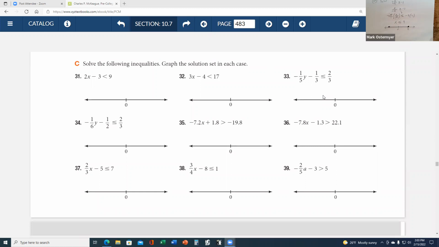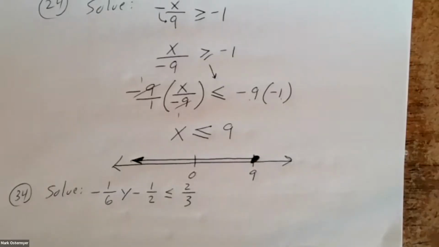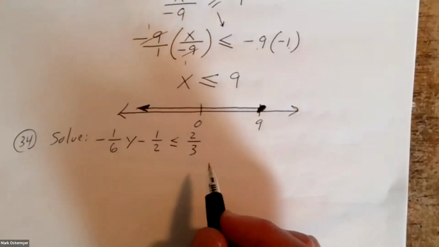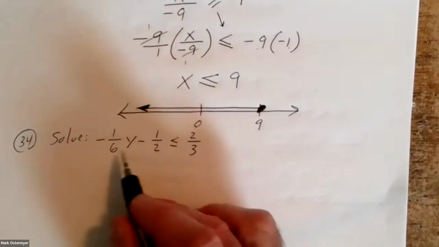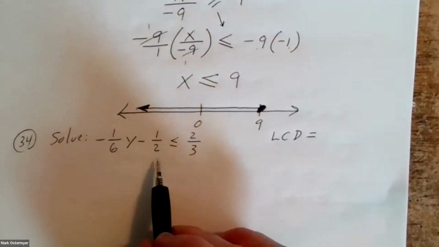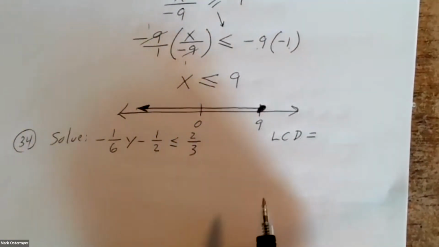All right, look at number 34. There's a whole bunch of fractions in 34. But we've seen how to get rid of fractions in a fractional equation. We could probably use that same trick to get rid of them in an inequality. So to solve for the solution set in number 34, I'm going to have to get rid of all these fractions. And to do that, the magic bullet is the least common denominator of 2, 3, and 6. And what would that be? What's the least common denominator of 2, 3, and 6?